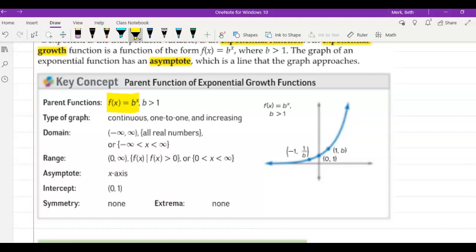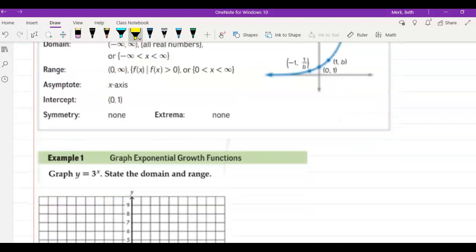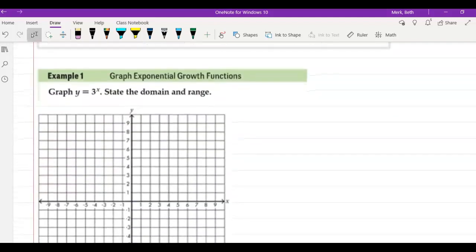The parent function that we're going to be studying is y equals b to the x, or f of x equals b to the x, where b, the base, is bigger than 1. It's not a fraction. If it is a fraction, that's going to cause exponential decay, which we will get to in a little bit. The domain is going to be all real numbers. For the parent function, the range is where y is greater than 0, because there's no value of y when y is negative.